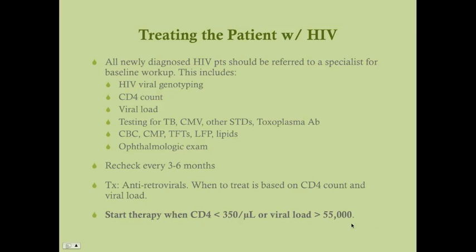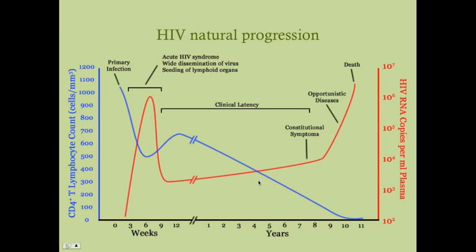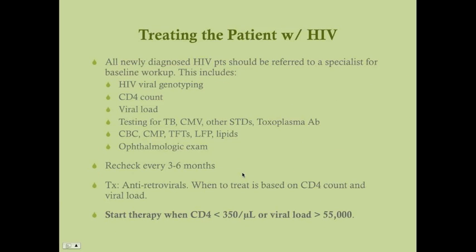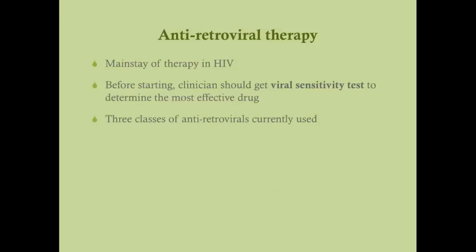Also, if the viral load count exceeds 55,000, you're going to want to put them on anti-retrovirals. So 55,000 would be, whereabouts? This is 10,000, so 55,000 would be about here. But again, you're going to start them for that. So CD4 count less than 350 or viral load count greater than 55,000, you're going to start anti-retroviral therapy.